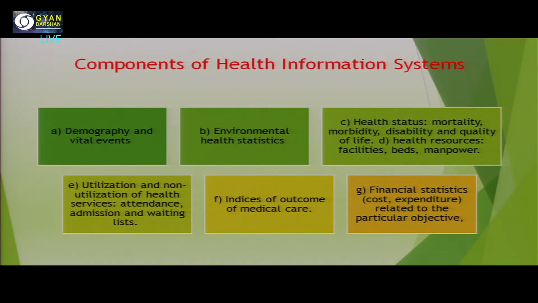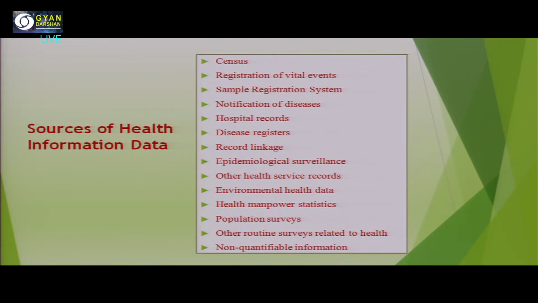and vital events, environmental health statistics, information about health status like mortality, morbidity, disability, and quality of life, information about health resources like facilities, beds, and manpower, availability, utilization and non-utilization of health services like attendance, admission, and waiting lists, indices of outcome of medical care, how many people survived, what has been the survival rate, financial statistics like cost and expenditure on care, and any other information related to defined objectives.